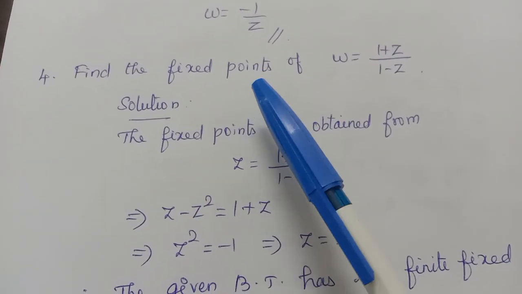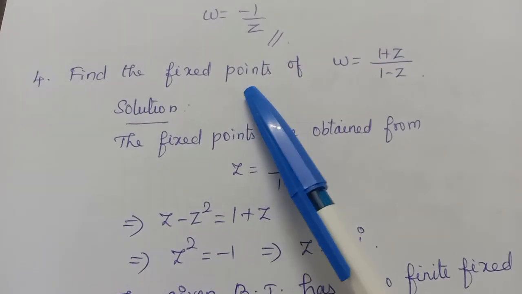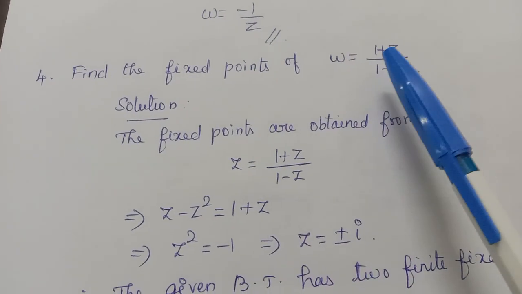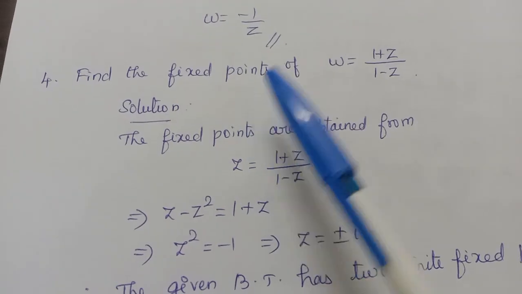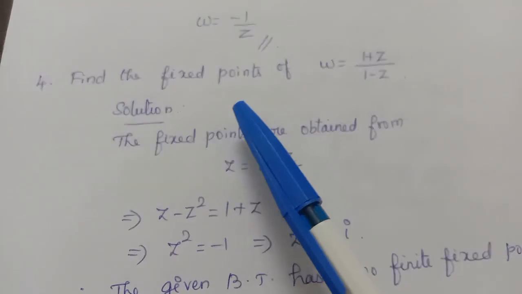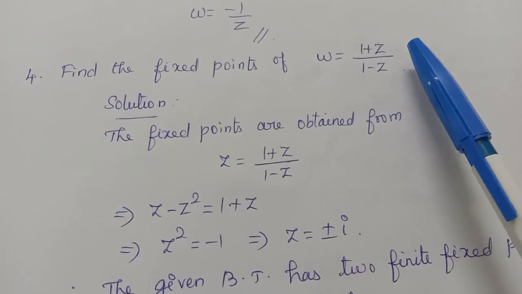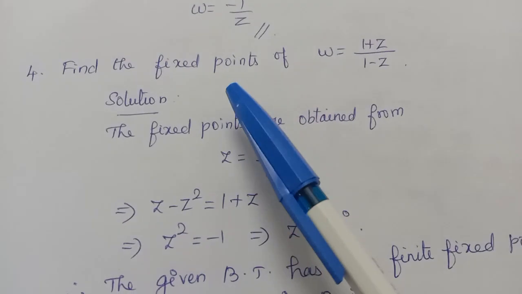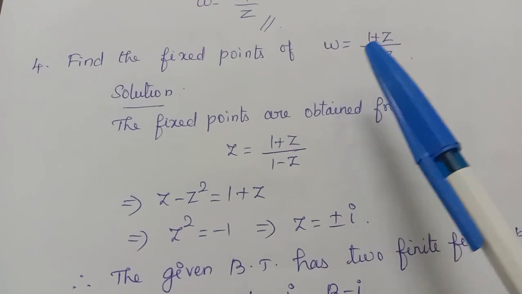That is, if you take a point z in the z plane, it will be mapped to the same point in the w plane also. If it is 1 in the z plane, the same 1 in the w plane also. If it is 2 plus I in the z plane, it is also 2 plus I in the w plane. So those points are called fixed points. So we are going to find out the fixed points of the given transformation.